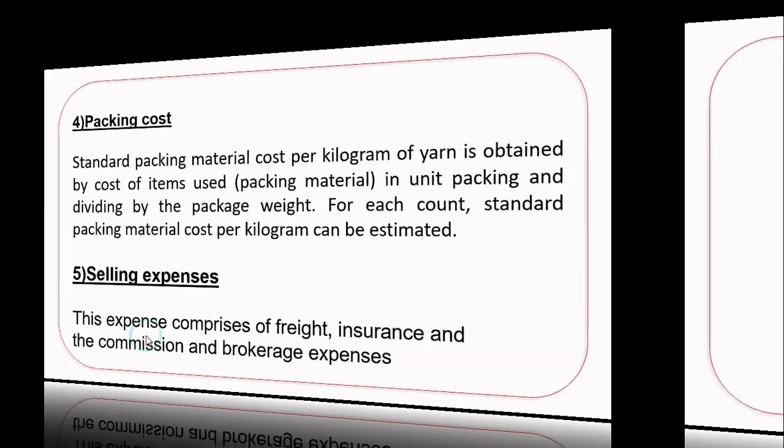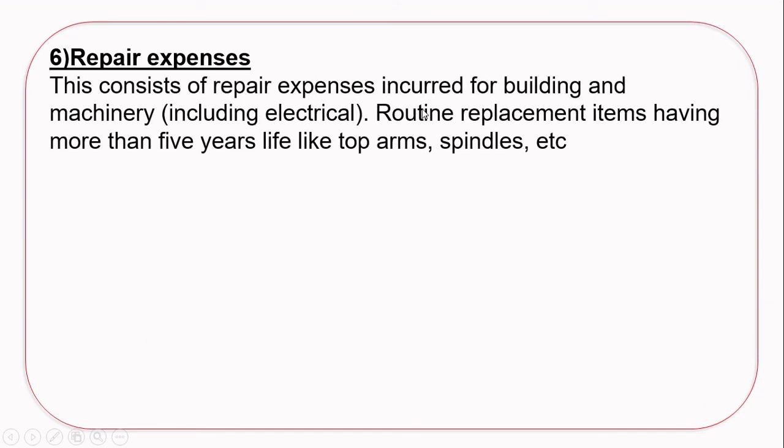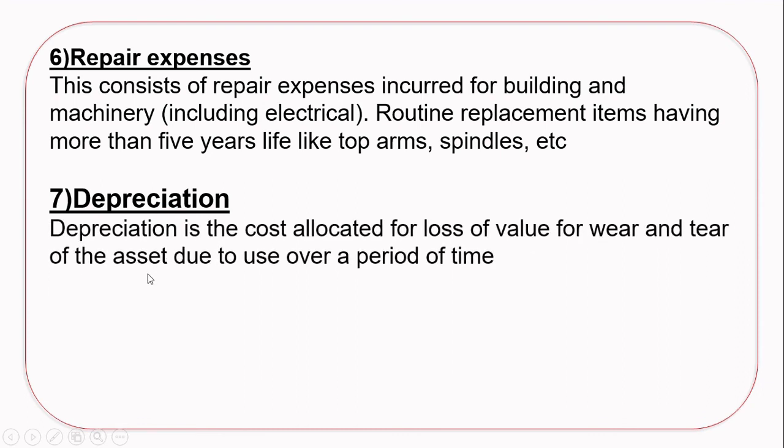Next one is repair expenses. This consists of repair expenses incurred for building and machinery, including electrical, and routine replacement items having more than 5 years life, like top arms, spindles, etc. Next is depreciation. Depreciation is the cost allocated for loss of value from wear and tear of the asset due to use over a period of time. Next, eighth one is interest.